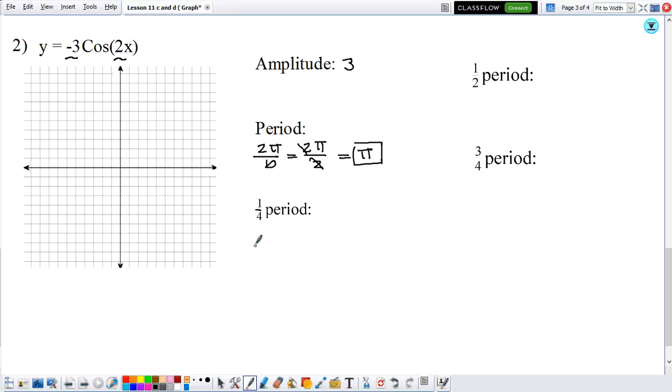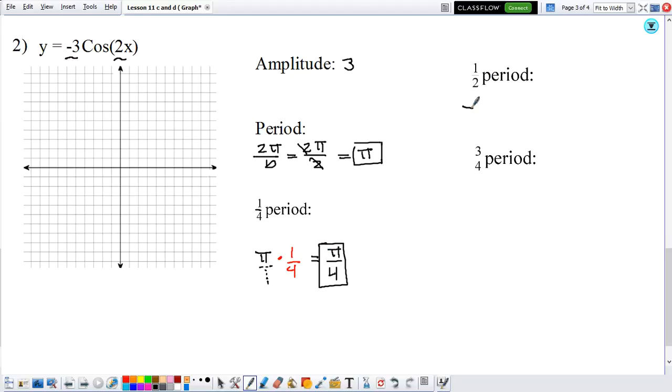1/4 of the period, so we're going to have pi multiplied by 1/4. So that's going to give me pi over 4. Now again, how do I get that? If you have a number, you can always divide that by an imaginary 1. And now it becomes pi times 1, pi, over 1 times 4, 4.